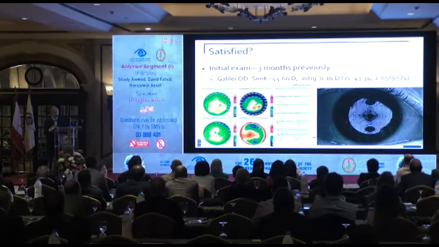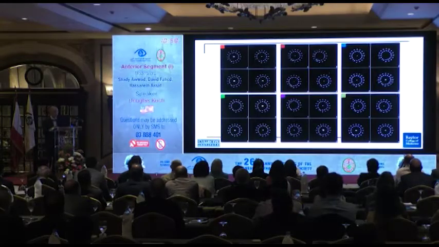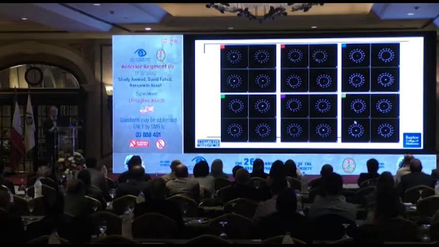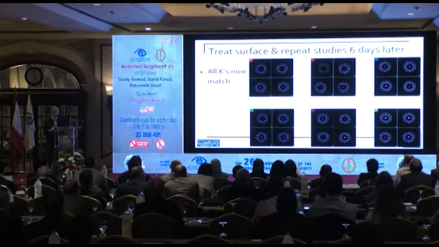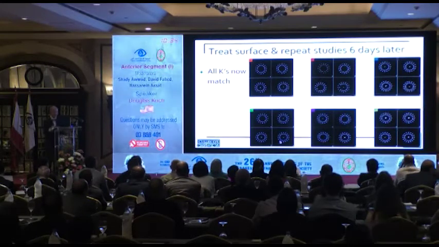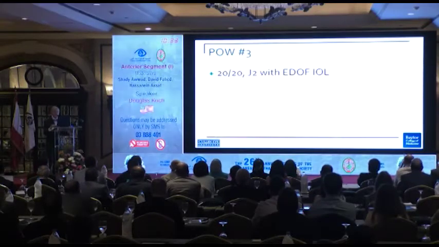Well, I checked his ocular surface. And by the way, these are the LensStar measurements. And look at the distortion. Same zone, every one of these, as we saw with the IOL Master 700. So I treated the ocular surface and repeated the studies 6 days later, and now you can see that the rings are restored and that lower quadrant looks good. The patient received an extended depth of focus, the Symphony lens, 20/20 in J2.